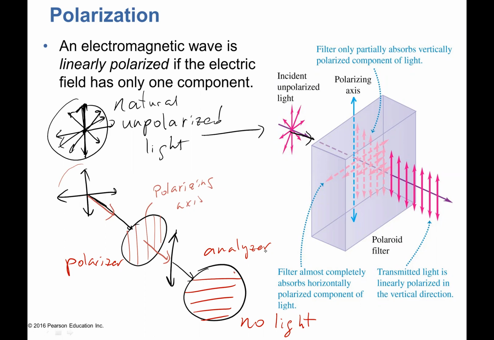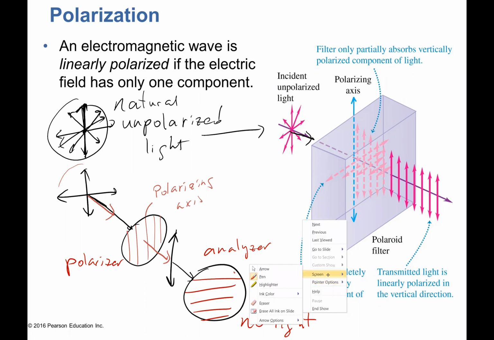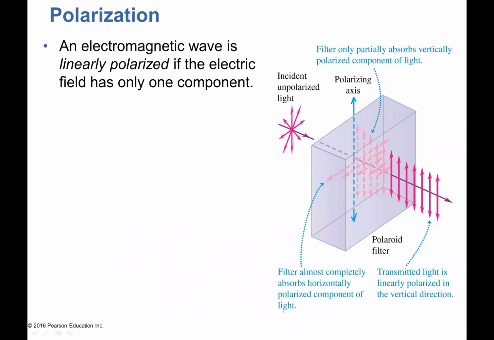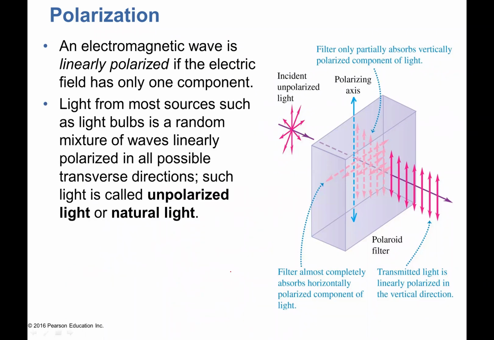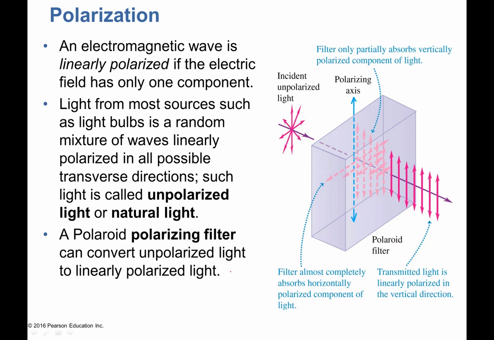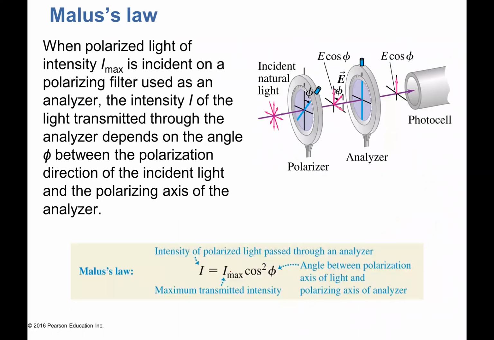Now what happens here is, we're going to talk about when you have the light going through the polarizer. So the light for most sources, such as light bulbs, is a random mixture of waves linearly polarized in all possible transverse directions. Such light is unpolarized or natural light. A Polaroid polarizing filter can convert unpolarized light to linearly polarized light. Okay, and this is basically what I was talking about.